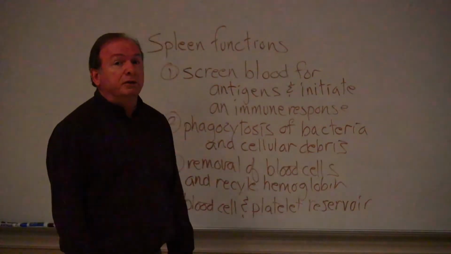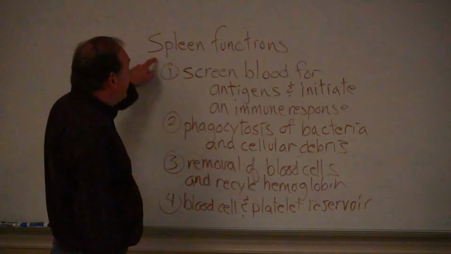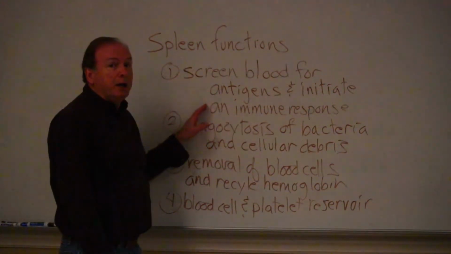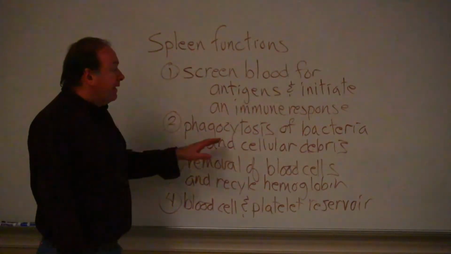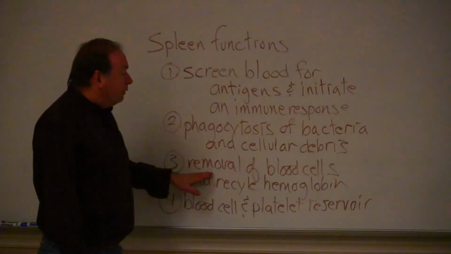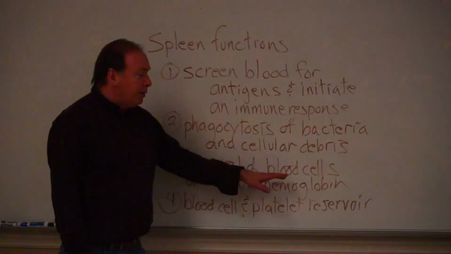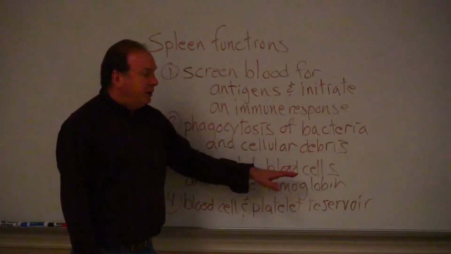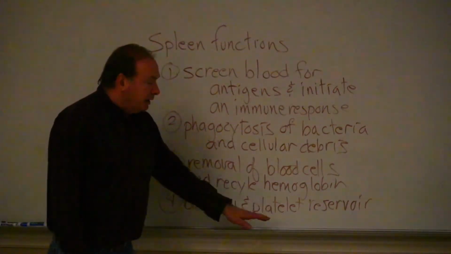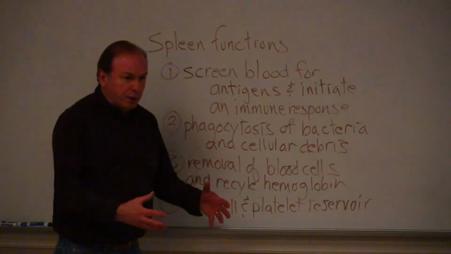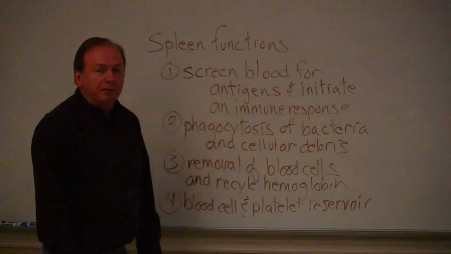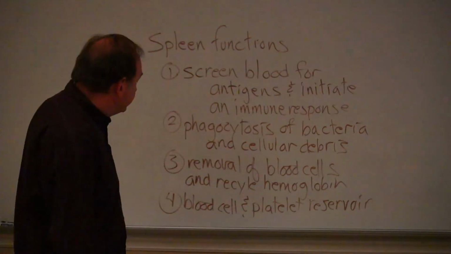Now, 4 of the functions that we identified for the spleen include, first of all, what we just talked about, screening the blood for antigens and initiating immune responses. Another is phagocytosis of bacteria and cellular debris. Next, removal of blood cells and recycling of hemoglobin, what they call sometimes senile blood cells, older red blood cells are removed. Number 4, blood cell and platelet reservoir, so storage of some of that blood in case it's needed to be dispersed in the case of a loss of blood or something of that sort.